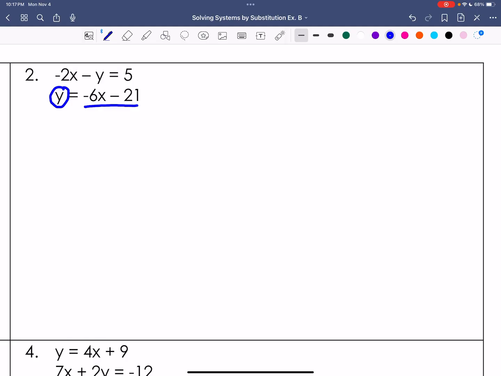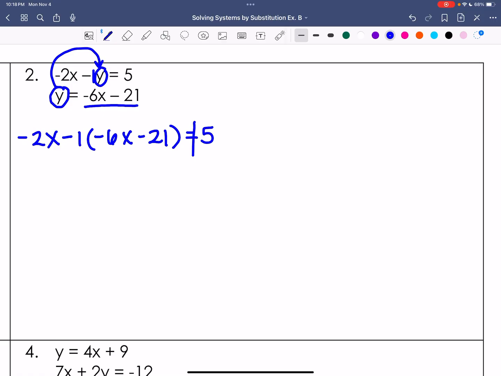there's something that you have to remember. Anytime there is a minus sign in front of a variable, it's understood that the coefficient is negative 1. So I'm going to go ahead and substitute in negative 6x minus 21 for y. And this is going to look like negative 2x minus, I'm going to go ahead and include the 1. And because I have a coefficient other than a positive 1 in front of my variable, whenever I come to substitute in negative 6x minus 21 for y, I have to include parentheses.